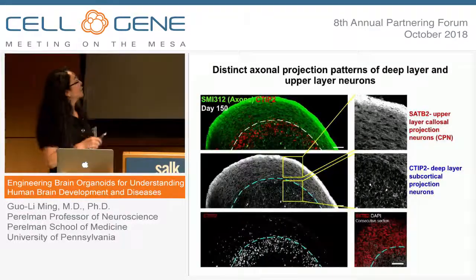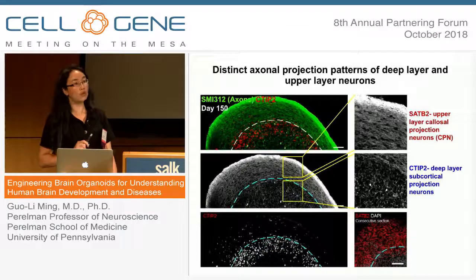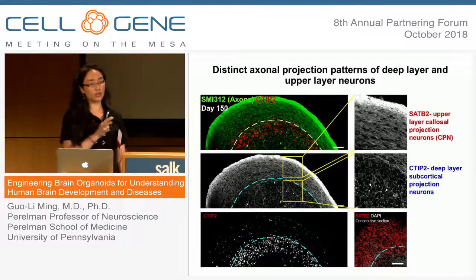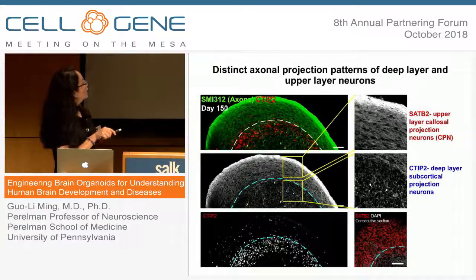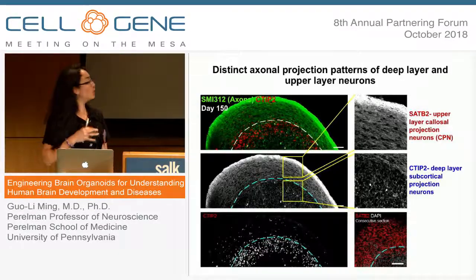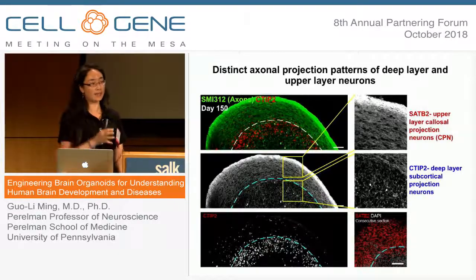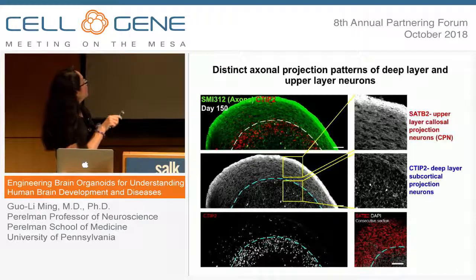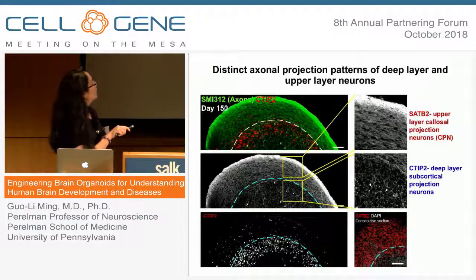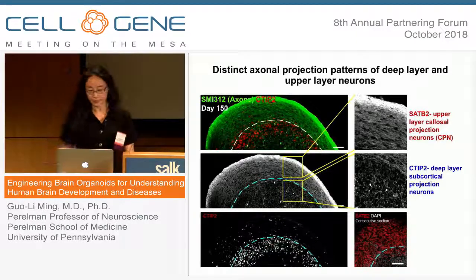And also, we know that the superficial, the upper layer cortical neurons, have these callosal projections that mainly function to connect the two hemispheres, while the deep cortical neurons are usually subcortical projection neurons that remain in the same hemisphere. And you can see here, if we label the axons in our organoids, we can see this horizontal callosal projection of SATB2 positive neurons, while the deep layer neurons that are CTIP2 positive actually have these subcortical projections.